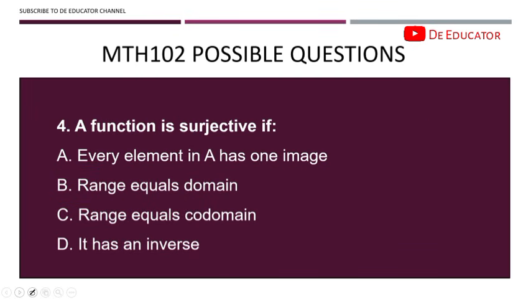A function is surjective if dash. Every element in A has no image, wrong. Range equals domain, wrong. Range equals codomain, this is correct. Please take note of all these important concepts because if these things come out, it will be a bonus for you because you are seeing it now. Once you see that the range and the codomain are the same, then your mind should go to the function is surjective.